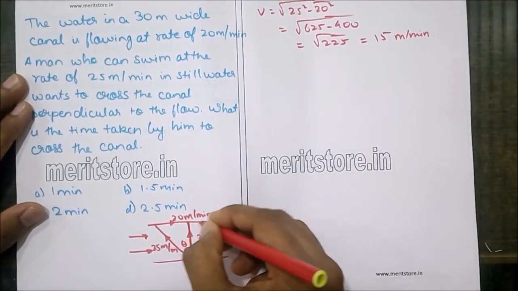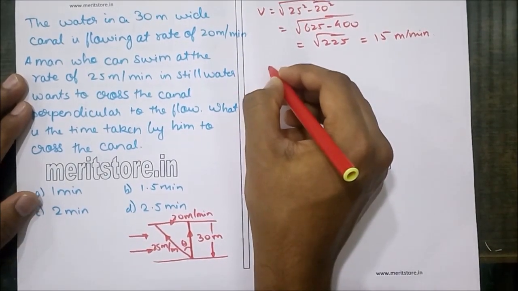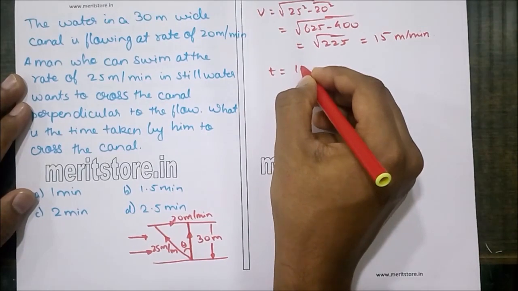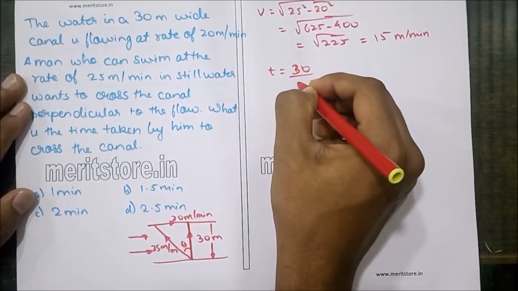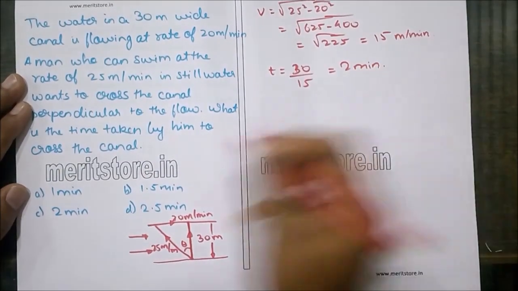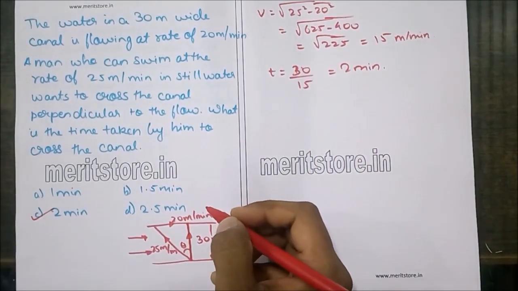So in order to cover a distance of 30 meters, the time taken would be 30 divided by 15, which is equal to 2 minutes. Hence, option C is the correct answer.